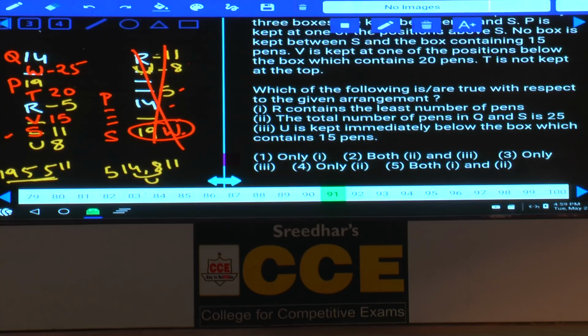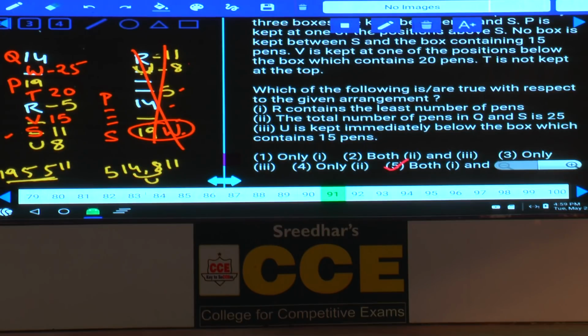Then in this one, question number 91, which of the following is or are true with respect to the given arrangement? R contains the least number of pens. That is definitely true one. As 1 is there, then another combination with 1 is only 2. And the total number of pens in Q and S is 25. Q and S, S is 11, Q is 14, 14 plus 11, 25. Hence both 1 and 2, that is choice 5.